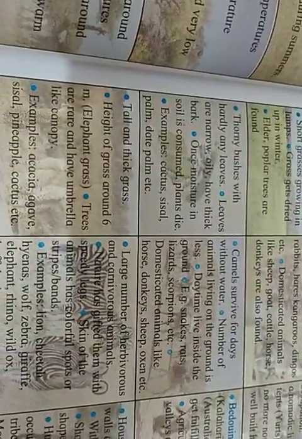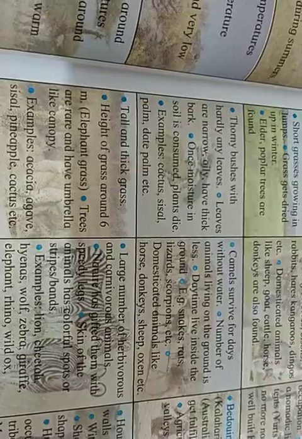Okay. Now camels survive for days without water. Number of animals living on the ground is less. Daytime they live inside the ground. Examples: snake, rats, lizards, scorpions, etc. Domesticated animals like horse, donkey, sheep, oxen, etc.